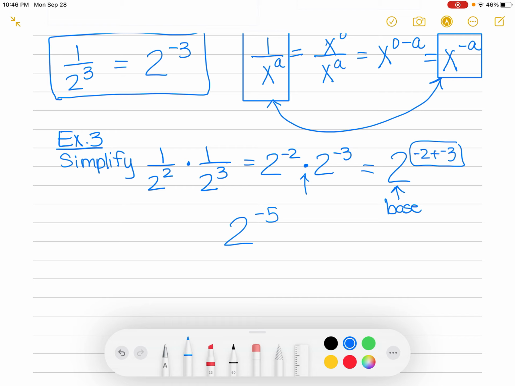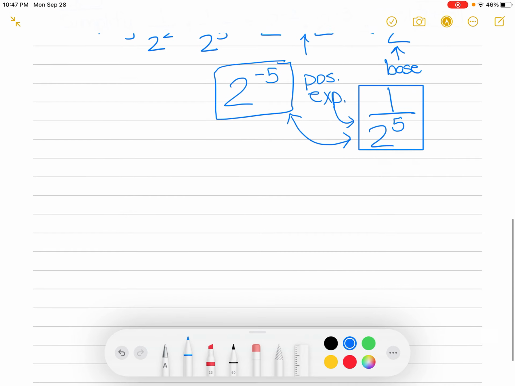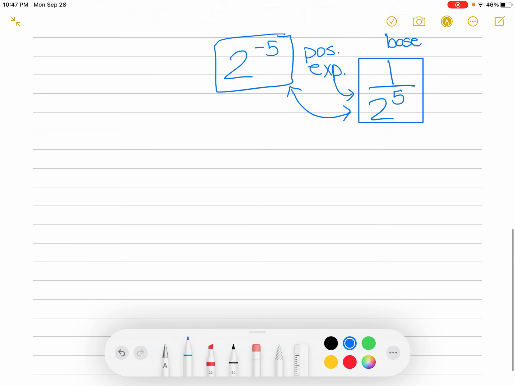Okay, so that can be your answer, or it might tell you to have your answer as a positive exponent, and that means that I need to flip this around and I need to put 1 over 2 to the 5th. So both of these are correct answers. It's just whether or not it tells you to use a positive exponent or not. Okay, next one, example 4.